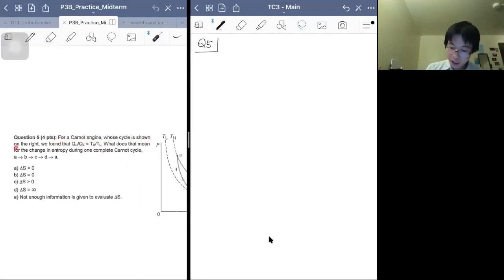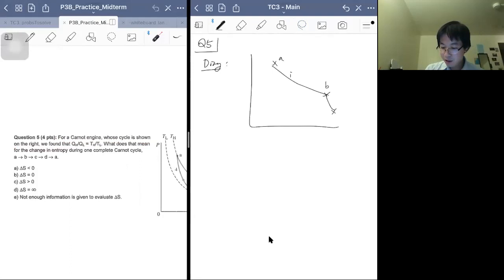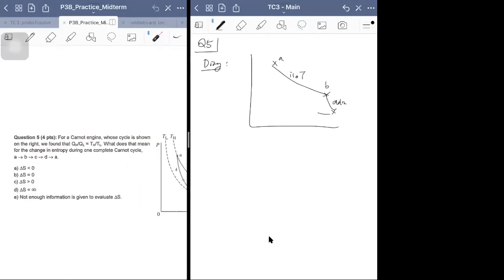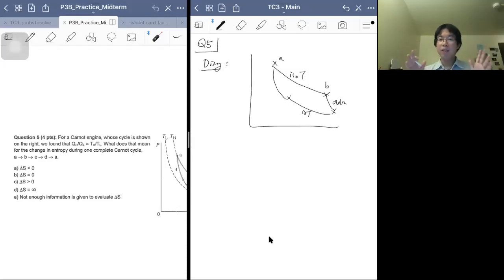A little quicker. So for a Carnot engine, the first thing I would do is, this is the part where your studying comes in. You need to know how a Carnot engine behaves. It's isothermal, adiabatic, isothermal, adiabatic. Adiabatic is steeper, right? Isothermal is gentler. That's how you draw it on a PV diagram.